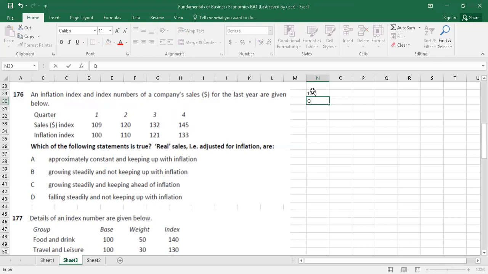We have quarters 1, 2, 3, 4. Then the sales index. Then we have the inflation index. The question is talking about what real sales is. So let's find out the real sales index. The sales index values are 109 here, 120 here, 132 here, and then 145. Then the inflation index is 100, 110, 121, and 130.